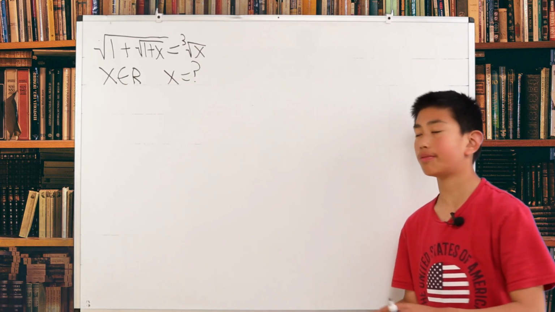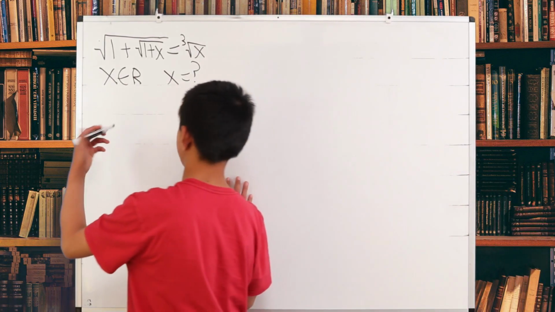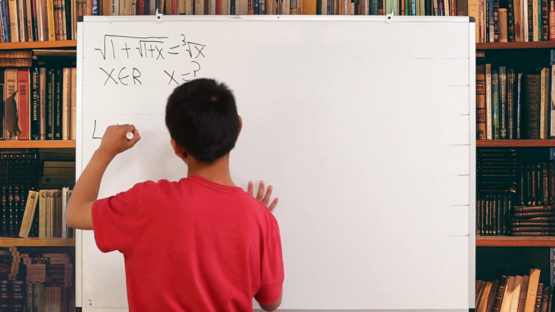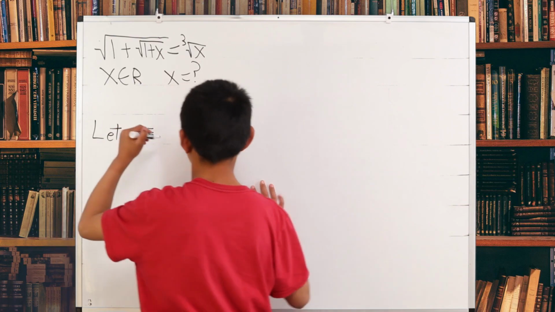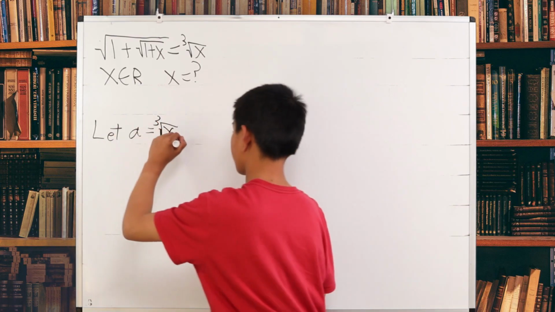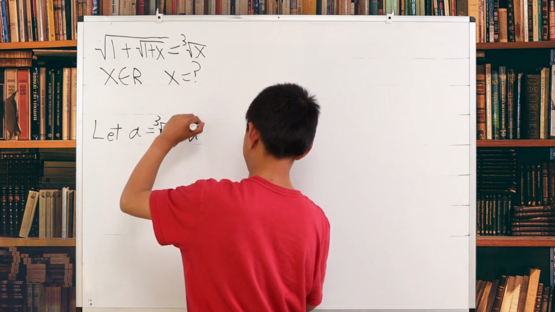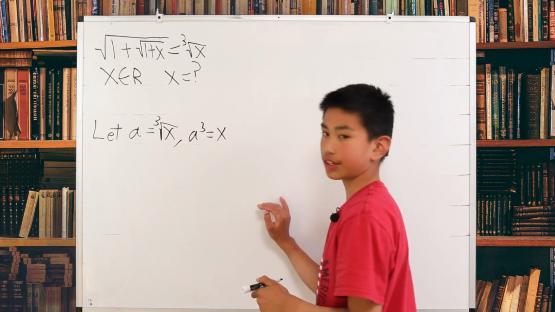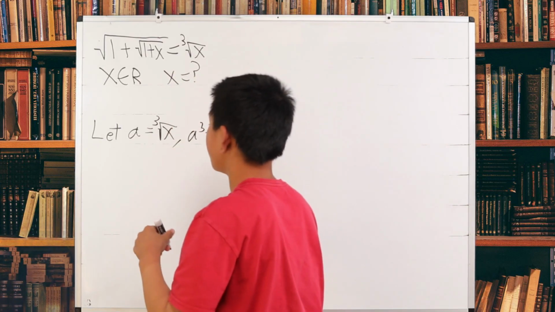The first thing to do to make it a lot easier to read is to use substitution. So we let a random letter, let's say a, be equal to the cube root of x. According to that logic, a cubed is equal to x. Now we substitute these values into the original equation.